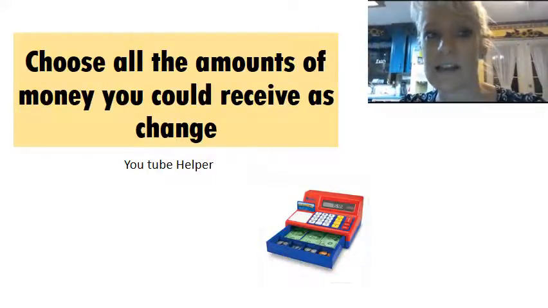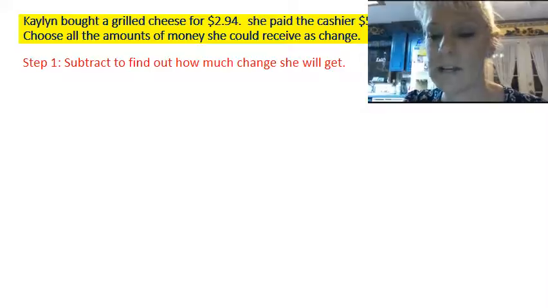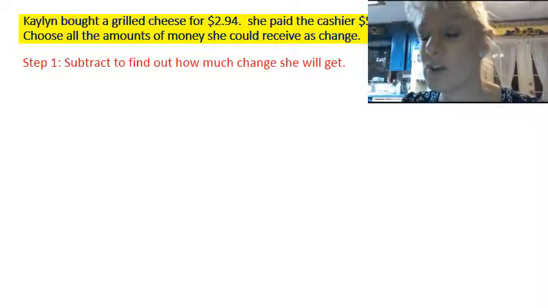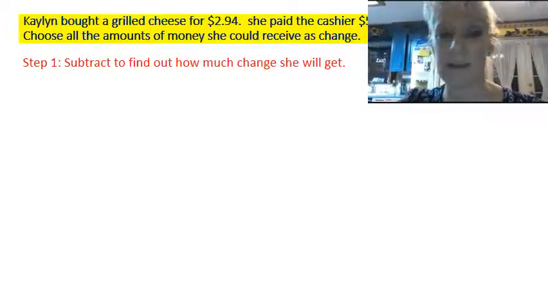Let's advance the slide. All right, I noticed with my problem it says that Kaylin bought a grilled cheese for $2.94. She paid the cashier $5. Choose all the amounts of money she could receive as change. I see that there are no amounts of money here because I need to do step 1 first. Step 1 is actually subtracting to find out how much change she's going to get back.